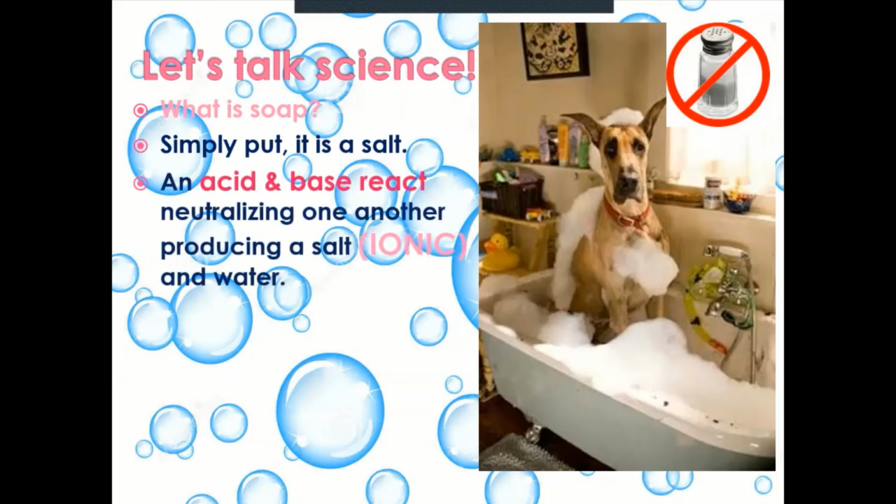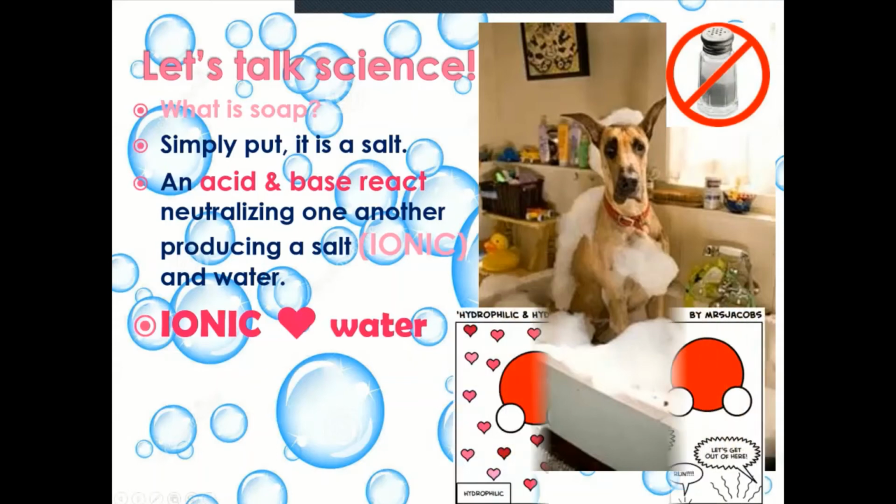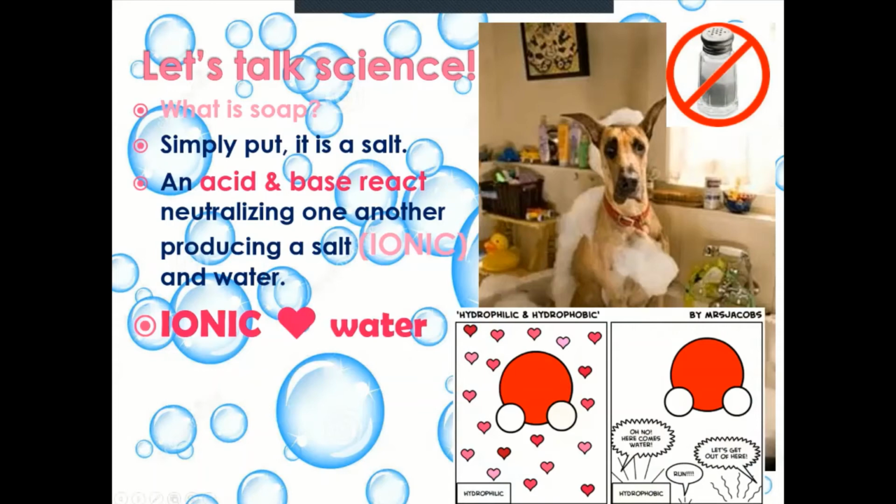So we make soap when we do an acid-base reaction. The acid and base neutralize one another and they make water. I didn't show the water. And a salt, an ionic compound. And what I was emphasizing there is that ionic compounds in water, they absolutely love it. This is pure love. It's where they make these cartoons. So ions love water.